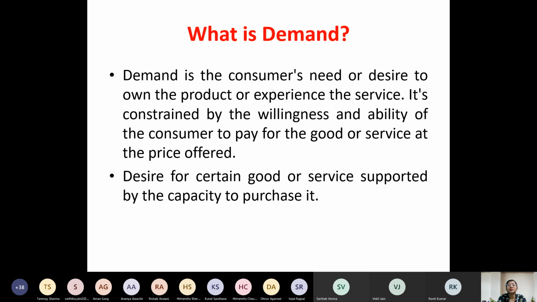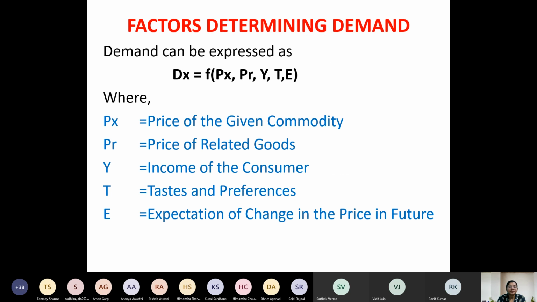So demand is consumers' need or desire to own a particular product or service, but they need to have the willingness and ability to buy it. And for it, you need to offer the price, or need to have the purchasing power of it, right? इतना amount होना पड़ेगा. Only then you can be able to buy the product or service.